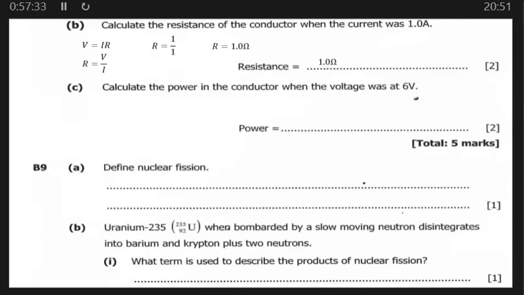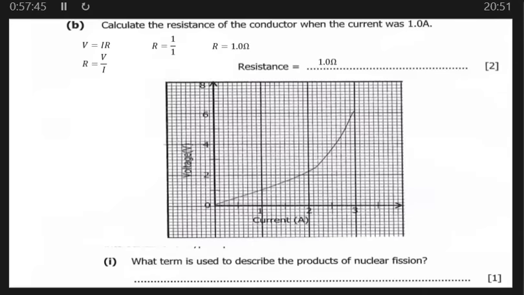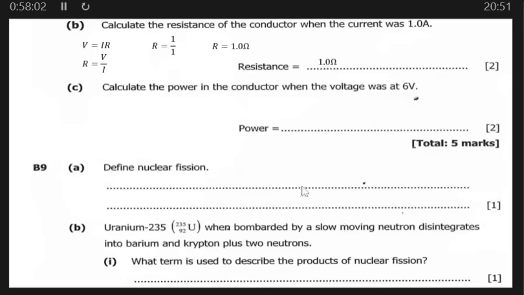Question C says, calculate the power in the conductor when the voltage was at 6 volts. All right. So we must also know the formula, but let's bring the diagram here. Yeah. So this is our diagram. Then we know that when voltage was 6 here, then current must be 3. All right. So meaning voltage 6, current 3. So go back to our diagram.